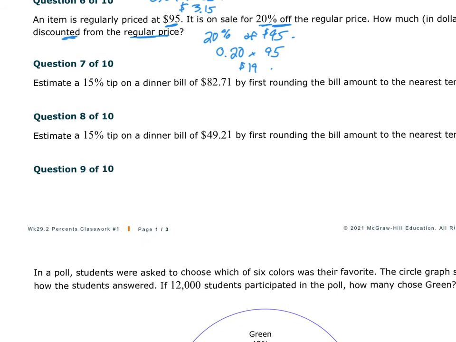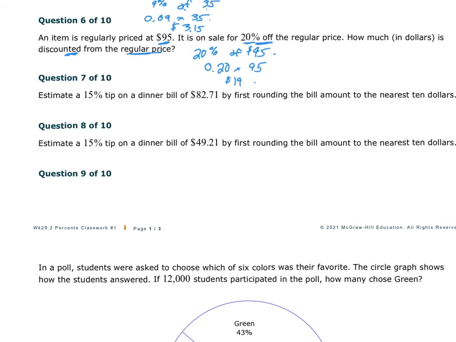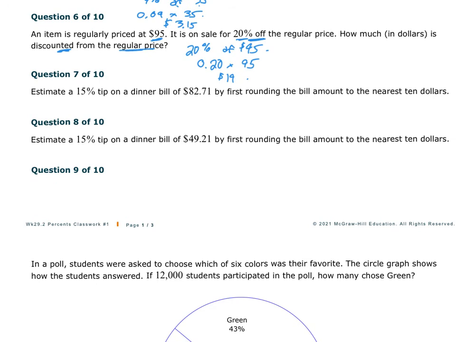Okay, now we're gonna estimate. Estimate a 15% tip on a dinner bill that's $82.71 by first rounding the bill to the nearest $10. Okay, so first we have to round this to the nearest $10. It's going to be either $80 or $90. Well, $82 is closer to $80.